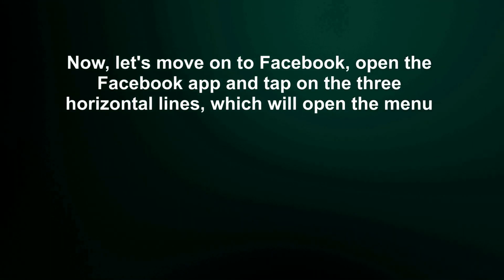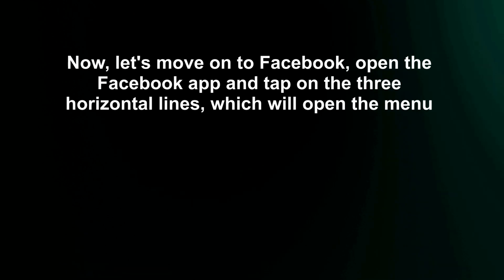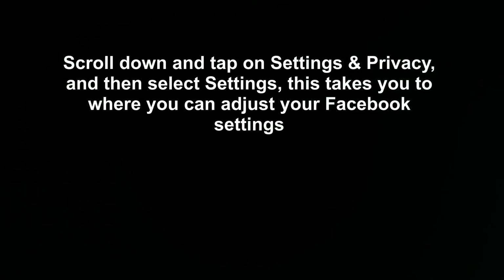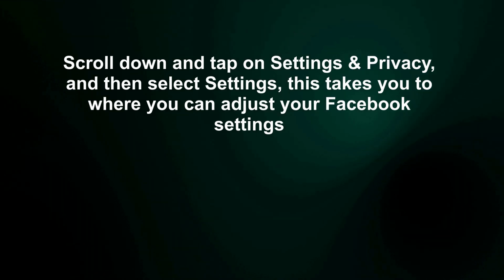Now, let's move on to Facebook. Open the Facebook app and tap on the 3 horizontal lines, which will open the menu. Scroll down and tap on Settings and Privacy, and then select Settings. This takes you to where you can adjust your Facebook settings.